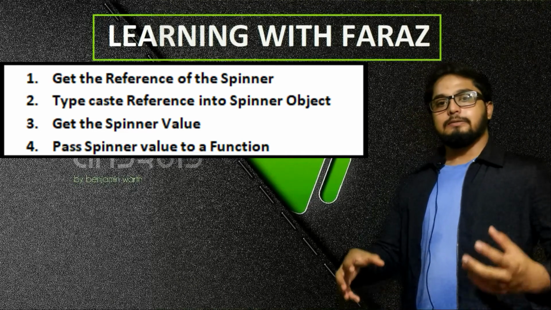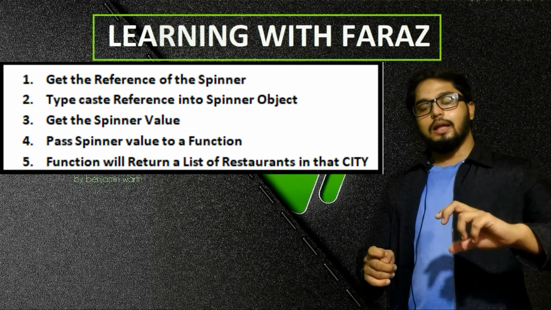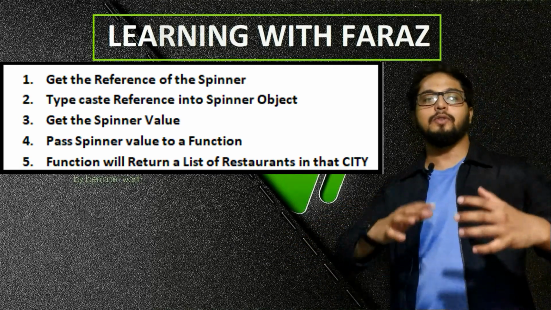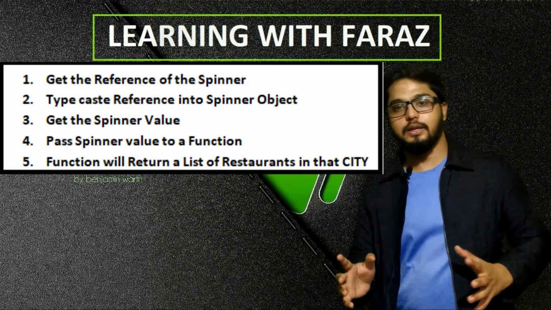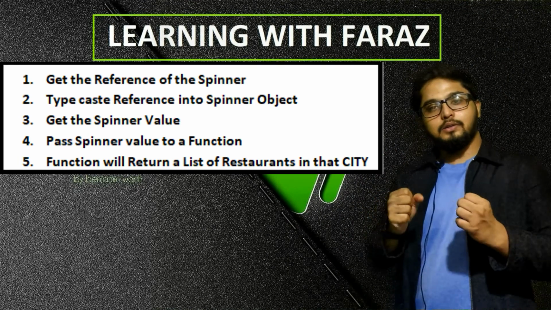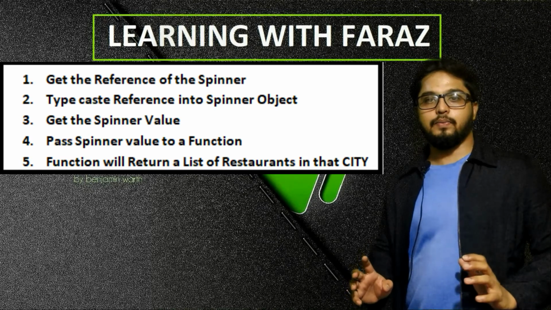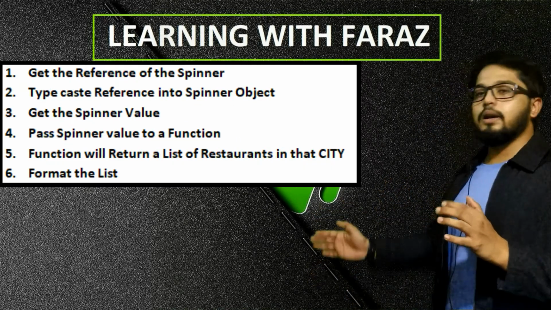Fifth step, that function is going to return a list of elements, the list of restaurants that are there in that particular city. Now once the method returns the list of elements, I have to format it again. I will format the list into a proper format, then I will display it.